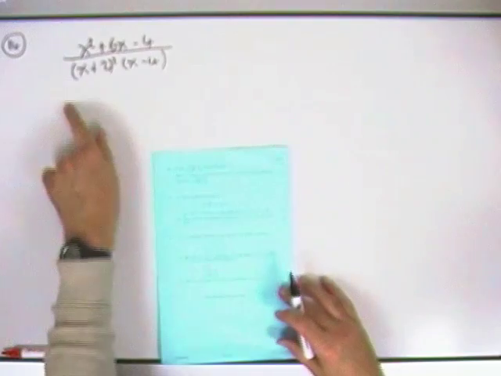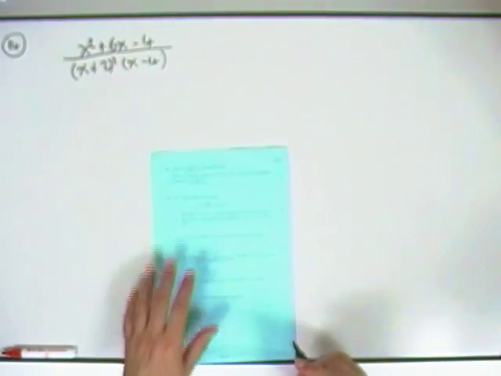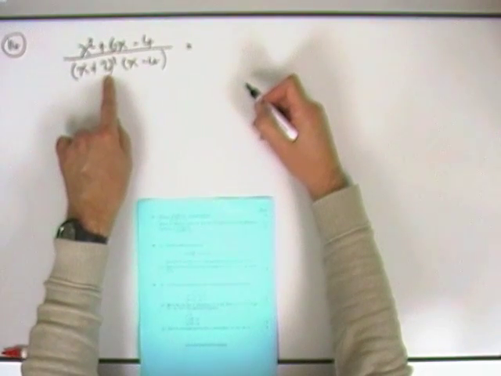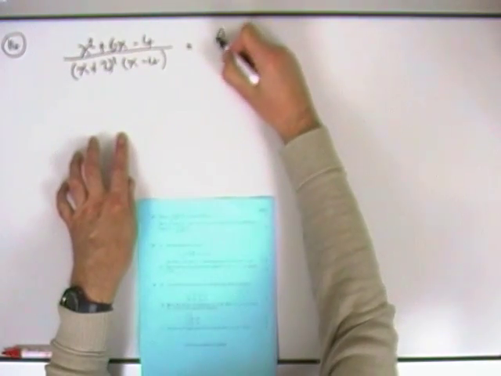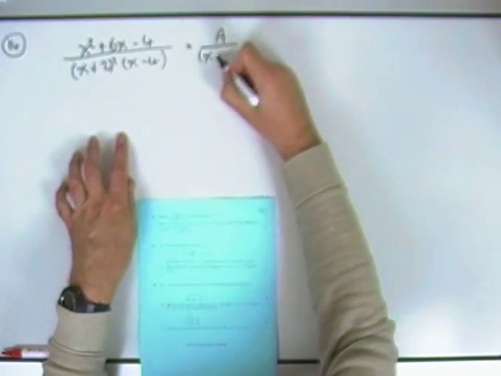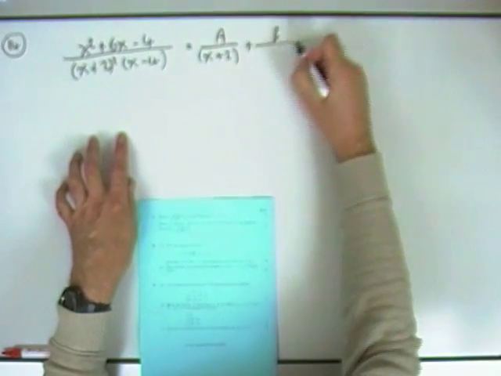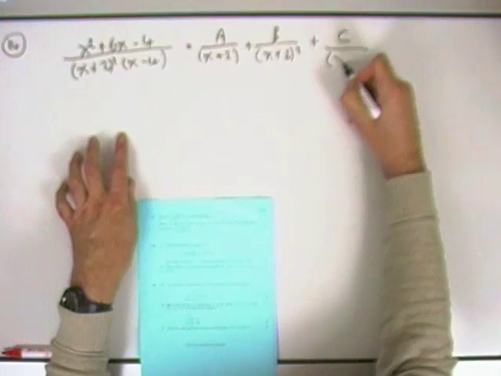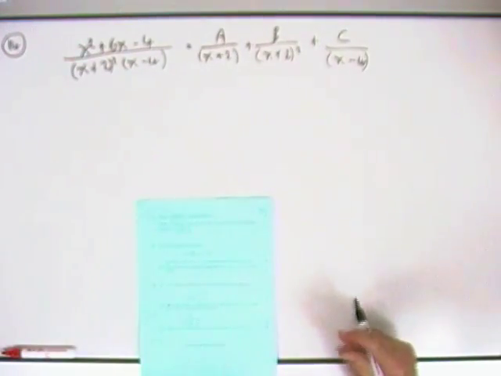Number 14. Express this rational expression in partial fractions. Right, well, it's two parts. Oh, it's three parts to it now, because that's a linear term squared. So I'll have to have A over x plus 2 and also B over (x plus 2) squared, and finally C over x minus 4.